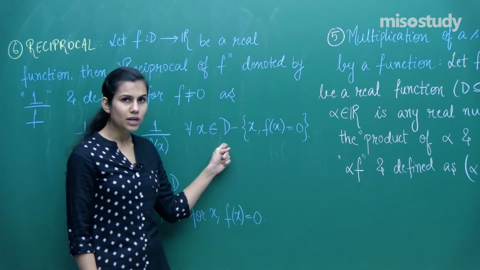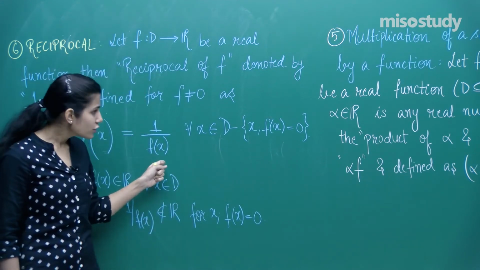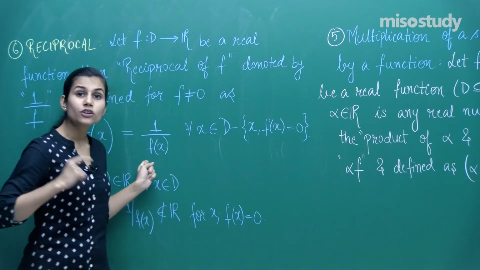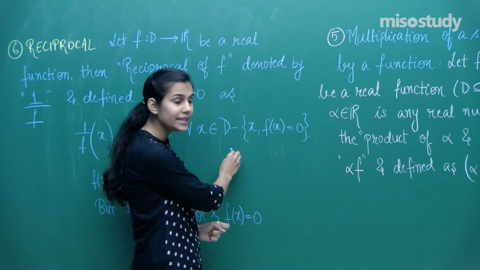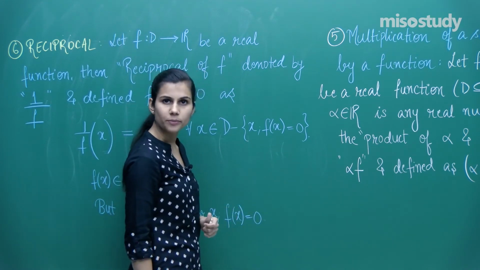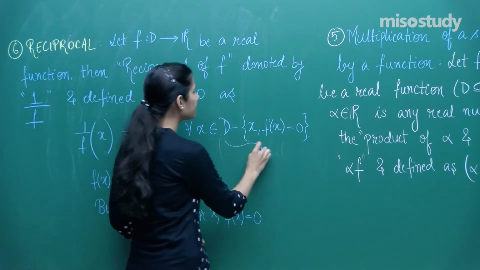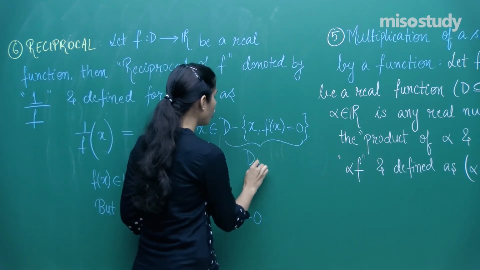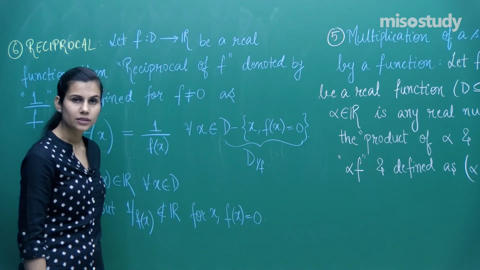Yes, I want x to come from the domain, otherwise fx will not be real. But I also want my fx to be non-zero real, because of which I want x to come from D minus the set of all those x for which my fx is 0. And this is what decides the domain of the function 1 by f.